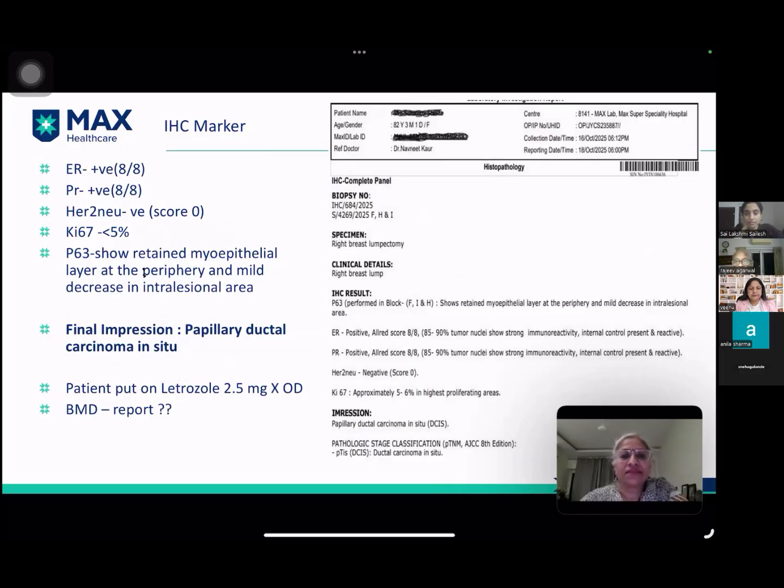After that, we put the patient on hormone therapy, letrozole 2.5 mg OD, and we advised bone mineral density.